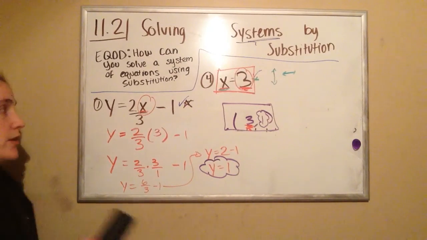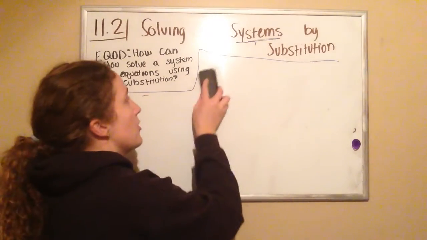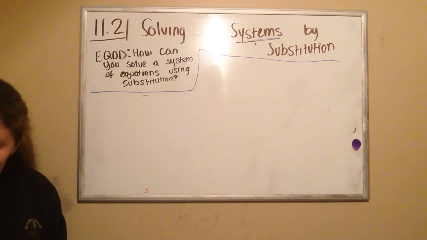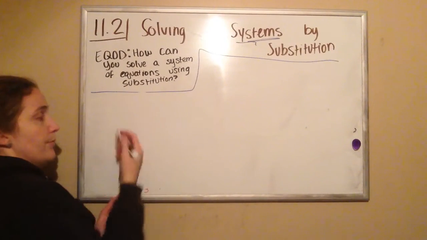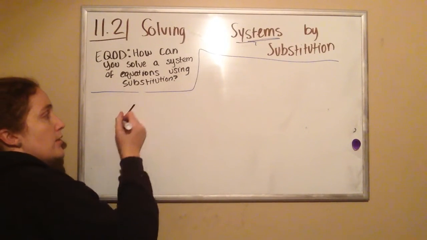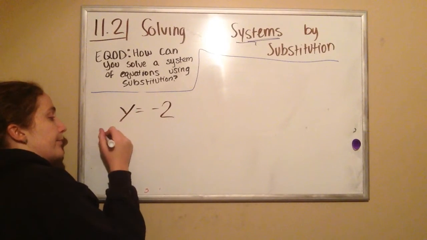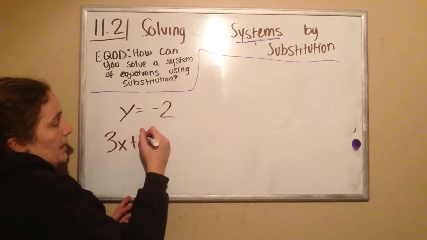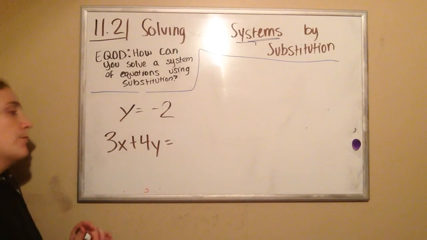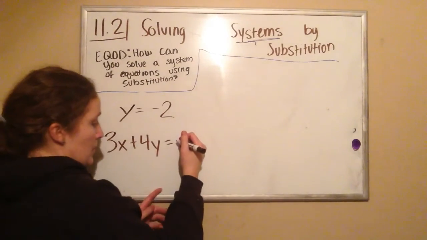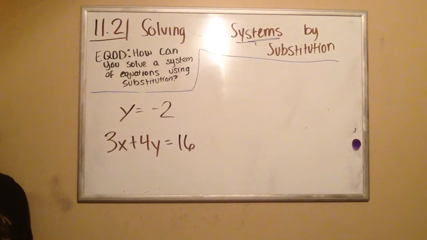I'm going to do one more, and then you need to be able to do one on your own. I'm not going to show any more graphing, because you should know that from the previous video. And if you don't, then come into tutoring or watch the previous video again. So this one we will do: y is equal to negative 2, and 3x plus 4y equals 16. All right, let's see what we get.